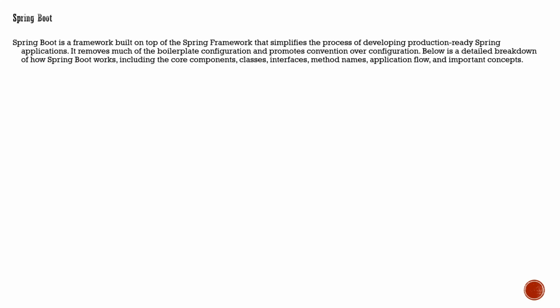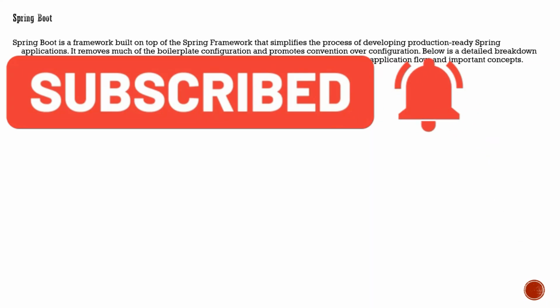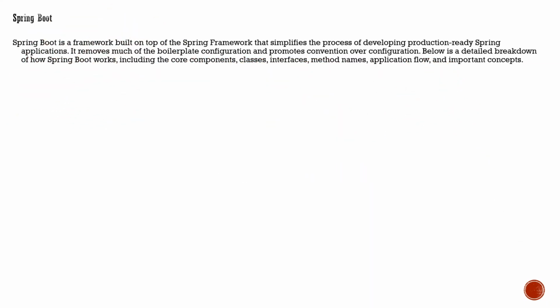Now Spring Boot is one of the frameworks that is built on top of the Spring framework. It is intended to make your development process quite easy. It is used for creating a production-ready Spring Boot application. It also removes the boilerplate configuration, and it always promotes convention over configuration. Okay, so this is an important breakdown of how Spring Boot works internally. It includes core components, classes, interfaces, method names, the application flow, and also some important concepts.